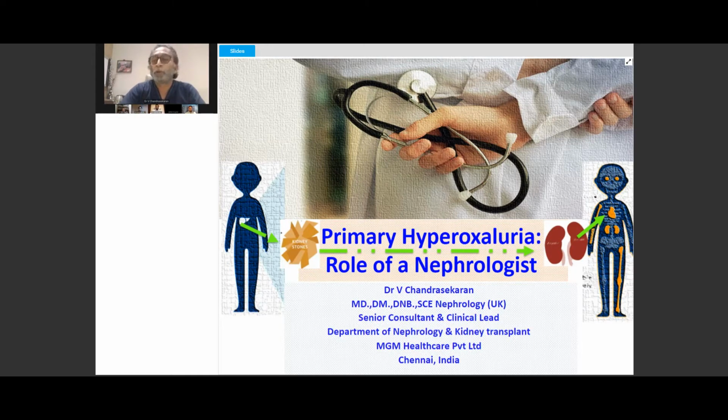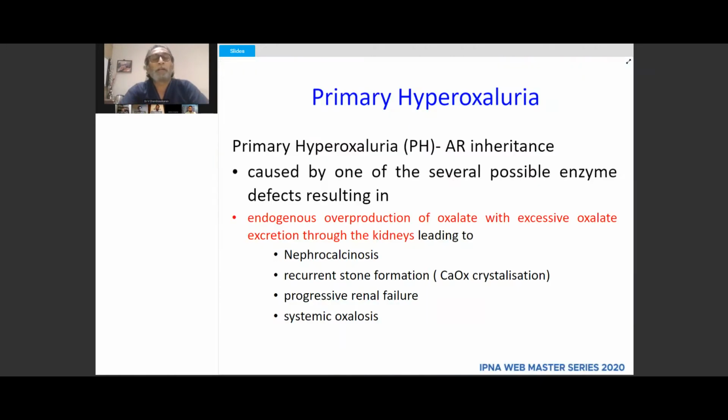It is an autosomal recessive inherited disease caused by several possible enzyme defects and results in endogenous overproduction of oxalate with excessive oxalate excretion through the kidneys, leading to nephrocalcinosis, recurrent stone formation, and progressive renal failure with ensuing systemic oxalosis.